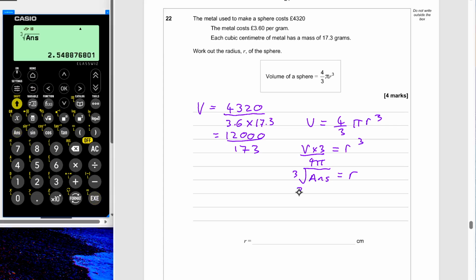So I get 2.5488... is equal to R. Okay, so I'm going to round this then. Let's see, 3 significant figures, arguably 3 significant figures. So I'm going to go 4 significant figures. So I'm going to go 2.549.